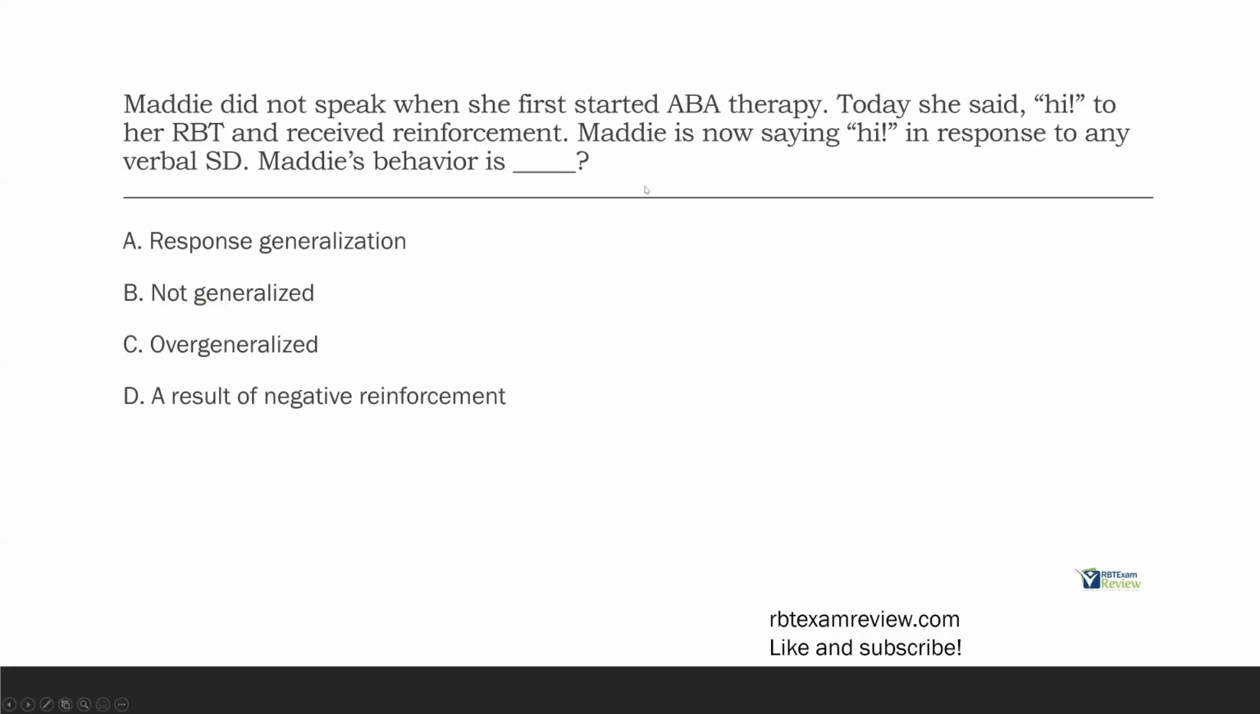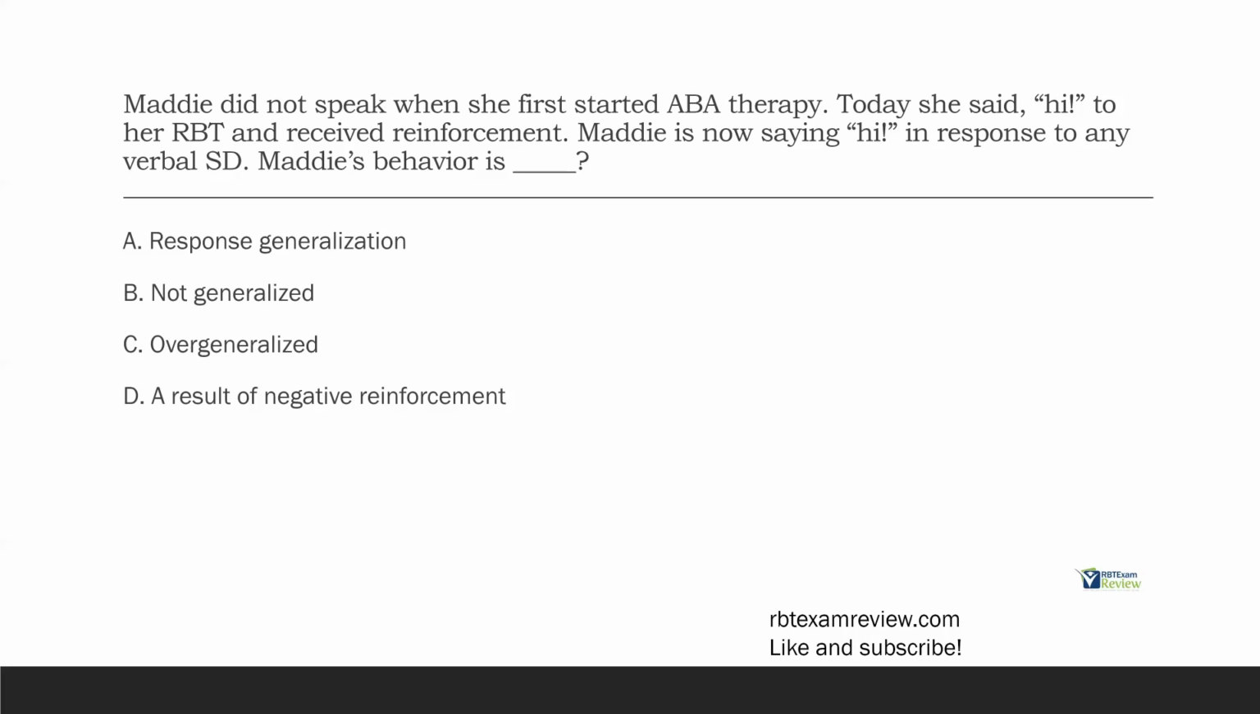Maddie did not speak when she first started ABA therapy. Today, she said hi to her RBT and received reinforcement. Maddie is now saying hi in response to any verbal SD. Maddie's behavior is what? No, this is great, right? No words, and now she's saying hi. But what typically happens is that hi starts to appear everywhere, right? Get reinforced once, big reinforcement. Hi just starts coming out of every scenario, okay? Now we can shape that up, no worries.